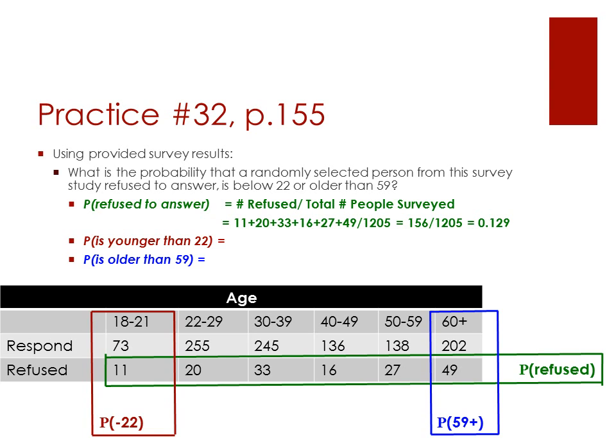So let's take a moment and stop here, and go through and complete the calculations for getting your P younger than 22 and your P older than 59. When you finish that and you have that ready, then turn the video back on and move forward to check the answers. So pause right here and do these other two calculations on your own first.